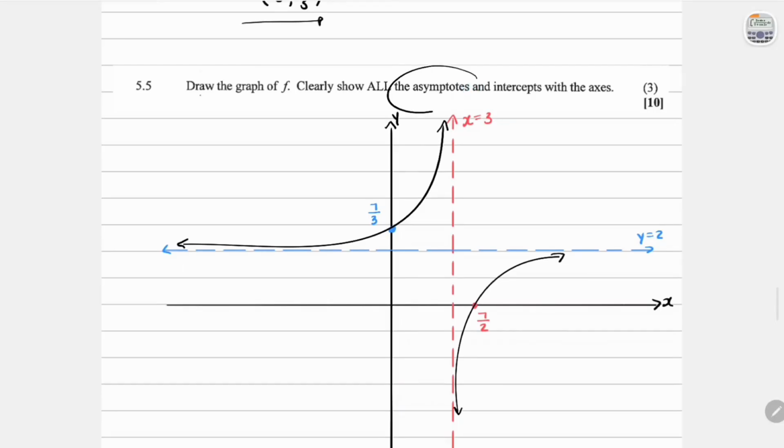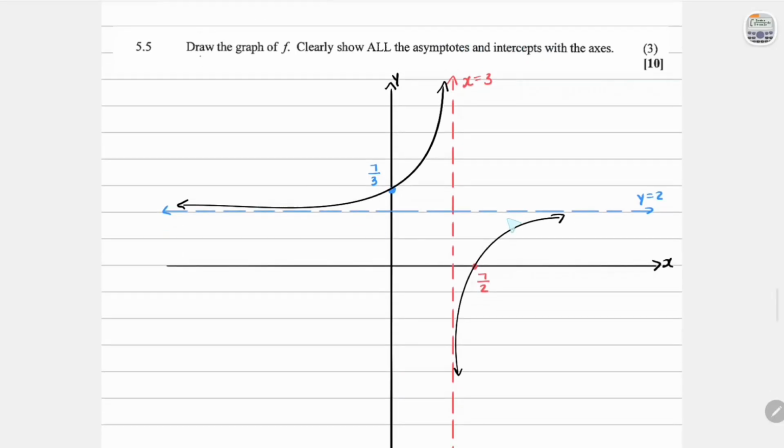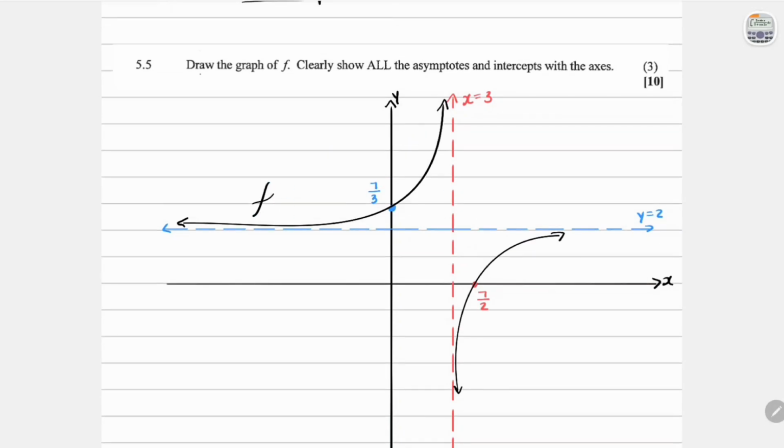We have indicated the asymptotes and the intercepts, and that is the graph of f. So that is it for question 5.